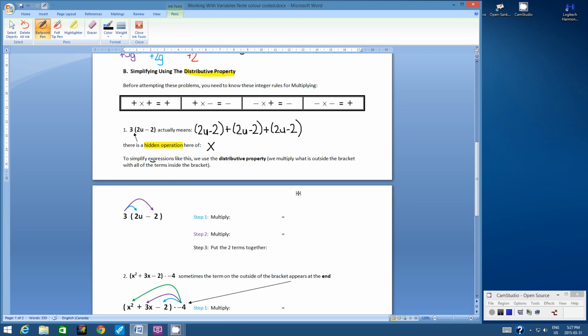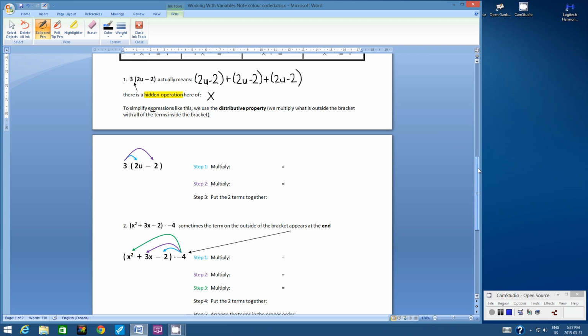All right, so my sheet is color-coded, so hopefully it's a little bit easier to follow. So step 1, we multiply what is outside of the bracket, 3, times the first term inside the bracket. The first term inside the bracket is 2u. So 3 times 2u. Okay? So what is 3 times 2? Well, 3 times 2 is 6. And because we've got a variable, this is 6u. So we do the operation like we normally would, and then we just attach the u to it. So 3 times 2u equals 6u.